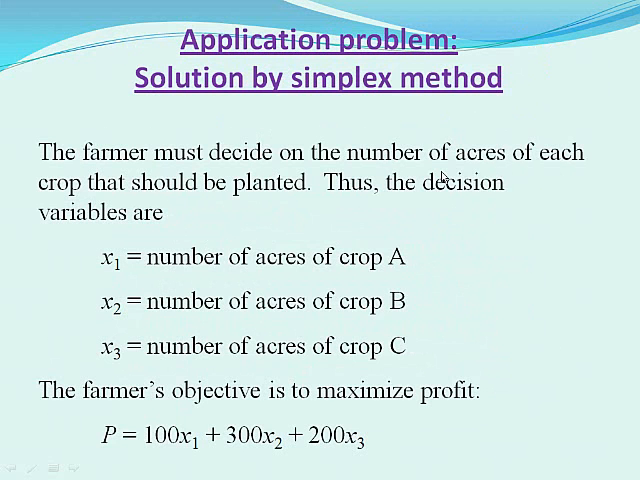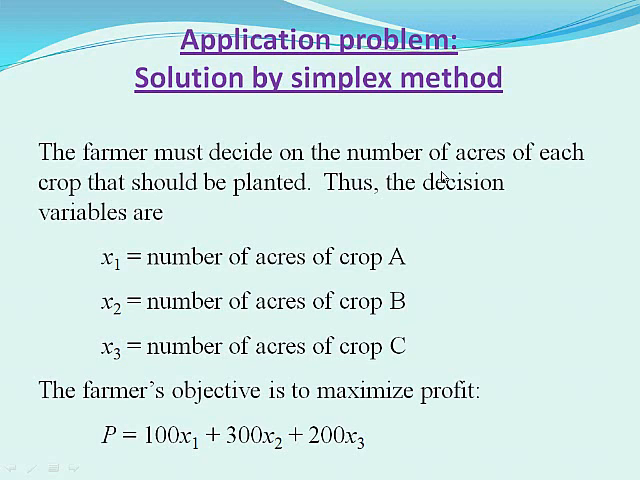Here is a solution by the simplex method. The farmer must decide on the number of acres of each crop that should be planted. Thus we can take the decision variables as x1, which is equal to the number of acres of crop A, x2 equal to the number of acres of crop B, and x3 equal to the number of acres of crop C. The farmer's objective is to maximize his profit.